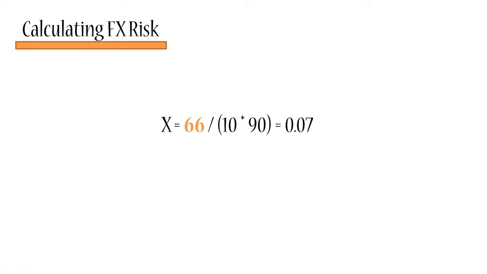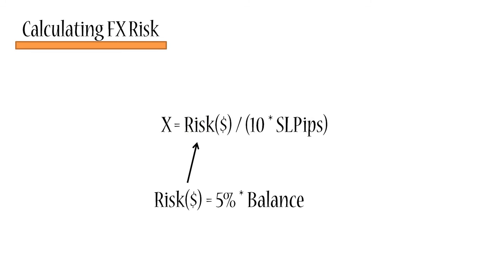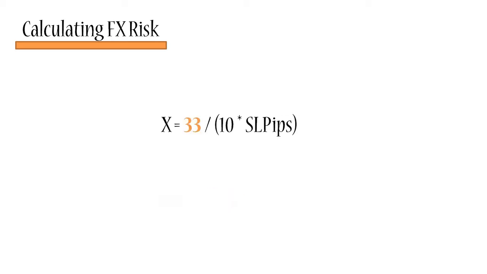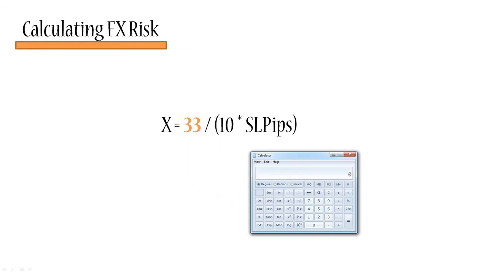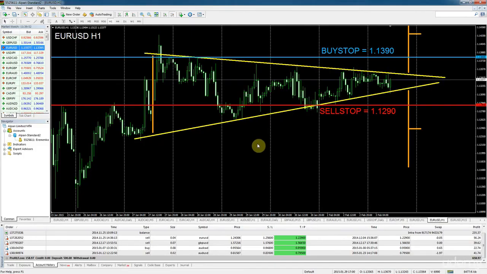0.07 lots. Now let's perform the same calculation, but for the buy order. We're willing to risk less, about half as much, so 5% of our balance, and that's about $33. Let's plug that in, and doing this calculation, 33 divided by 900, and that's because the distance of the stop loss is exactly the same, and that gives us about 0.036, which is approximately 0.04. So let's put that in, 0.04 lots.